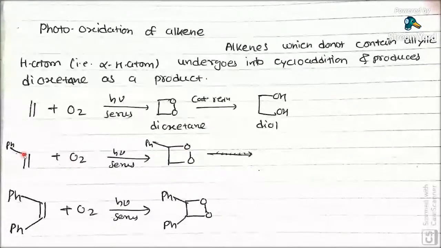Similarly, I have written the addition reaction. Here this is the group, it is combining with oxygen and it will give you this structure. These are simple reactions. Oxygen is just getting bonded with the double bond and forming the cyclic structure, which is a peroxide structure.